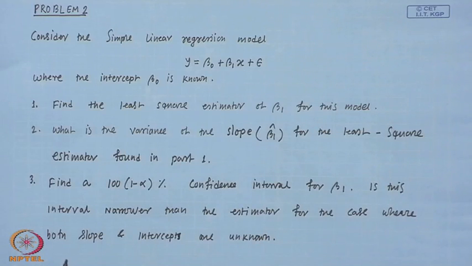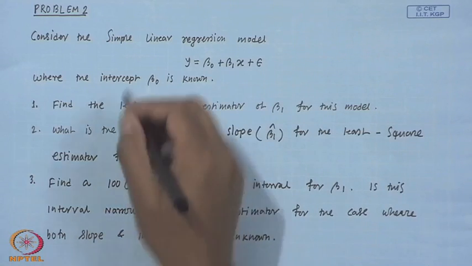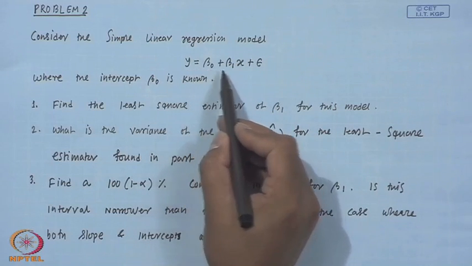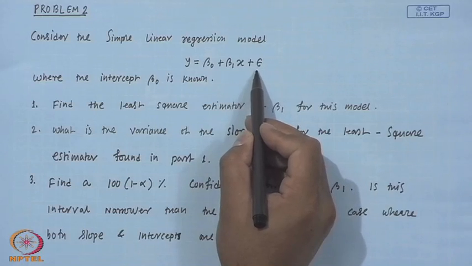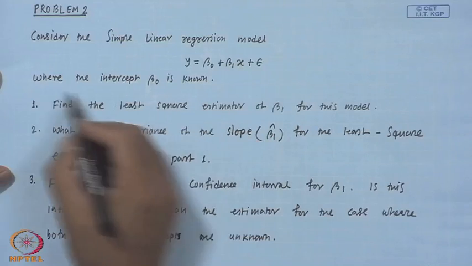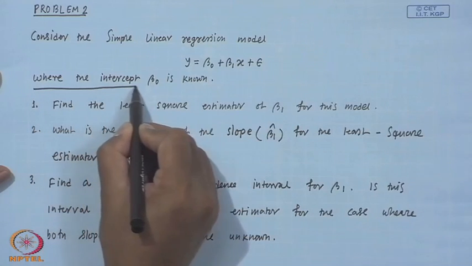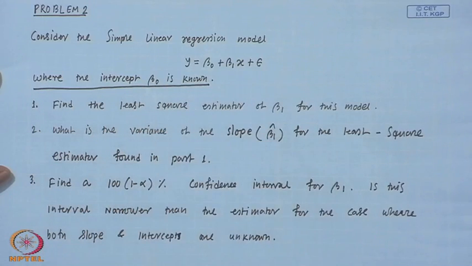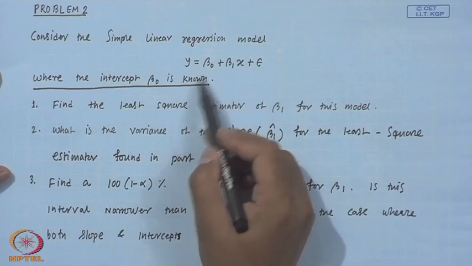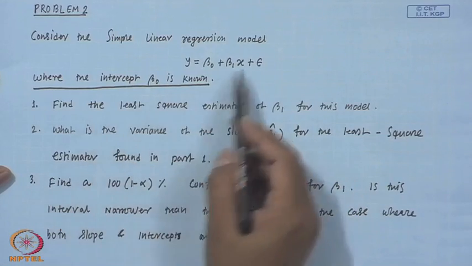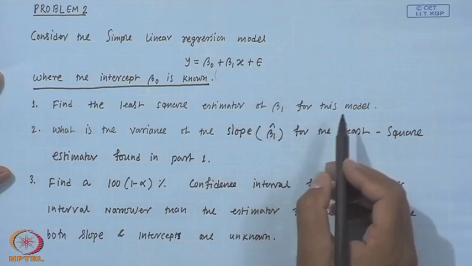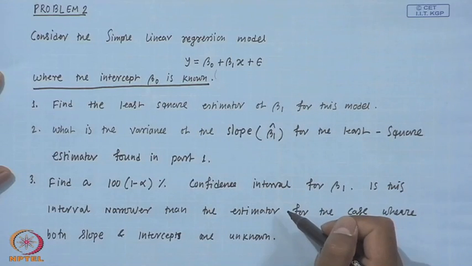Well, here is the problem. Consider the simple linear regression model, y equal to beta naught plus beta 1 x plus epsilon, where the intercept is known. So, this is something new. For this linear model, the beta naught is already known. Then what you have to do is find the least square estimator of the slope beta 1 for this model. This is the first problem.